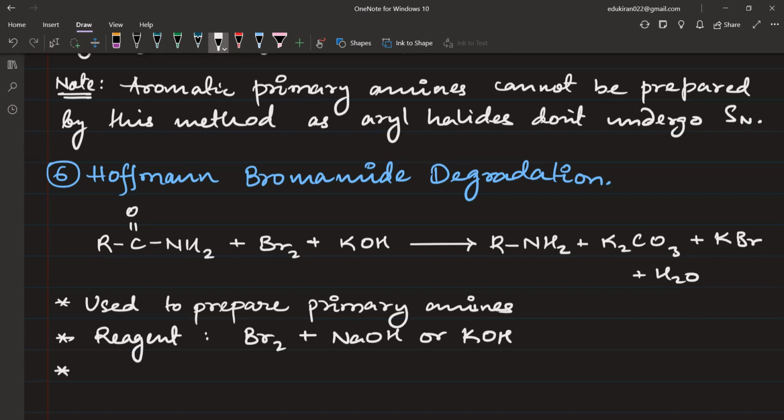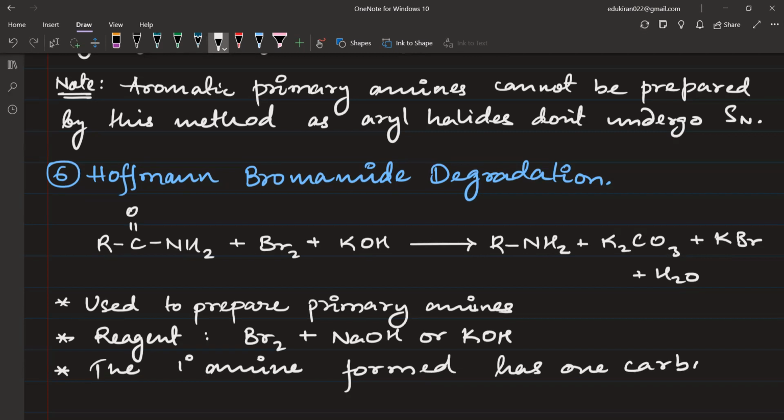Now, what is important about the product? We have talked about it: the important thing about the product is that it should have 1 carbon less than the amide. The primary amine formed, 1 degree amine, has 1 carbon less than the amide.